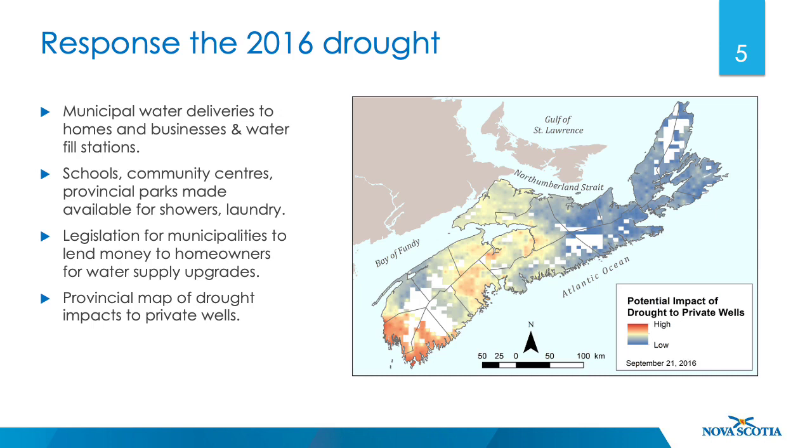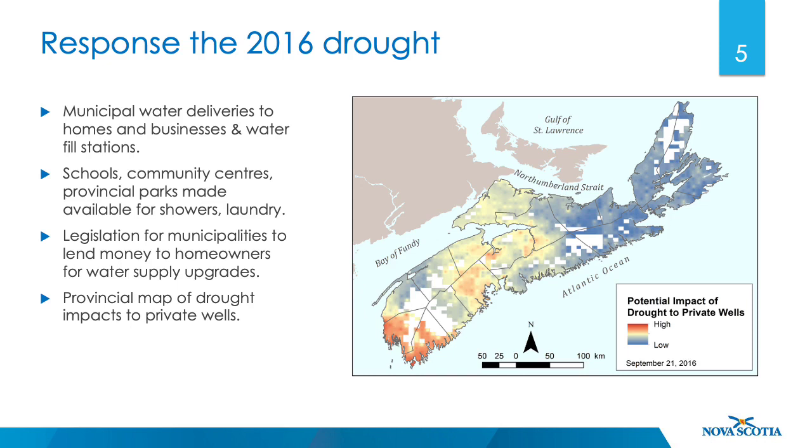Now, one of the things we did at the Nova Scotia Geological Survey was to prepare a map that showed drought impacts to private wells, and that's shown in this figure. And this map was made using a combination of precipitation information that showed the areas where the drought was severest, in combination with information that showed where the most shallow wells were located in the province.